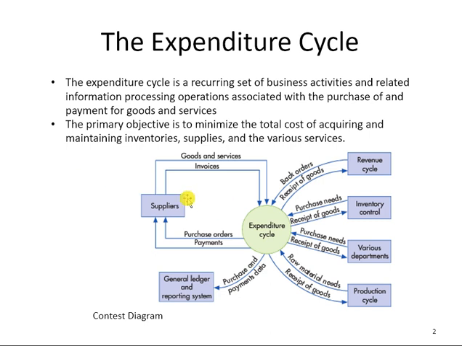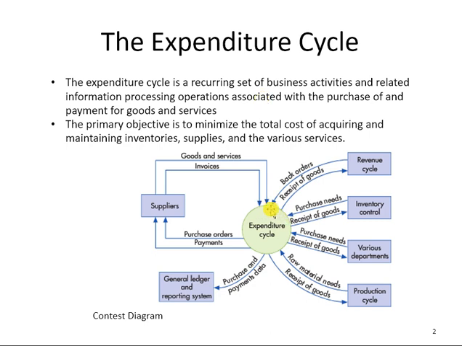the primary exchange of information happens right here. It's between the expenditure cycle and the company's suppliers. Okay. So we send purchase orders to the suppliers and later payments, and what suppliers send to this process is invoices and goods and services.